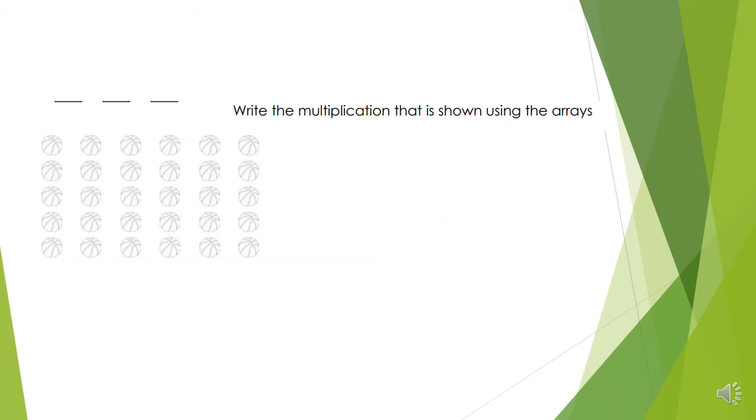Okay, I'd like you to have a go at this one on your own. Firstly, figuring out what is going to be the multiplier. So the first number here, which tells you how many groups you got. What's going to be the multiplicand, how many are in each group. And what is going to be the product, which is the answer.